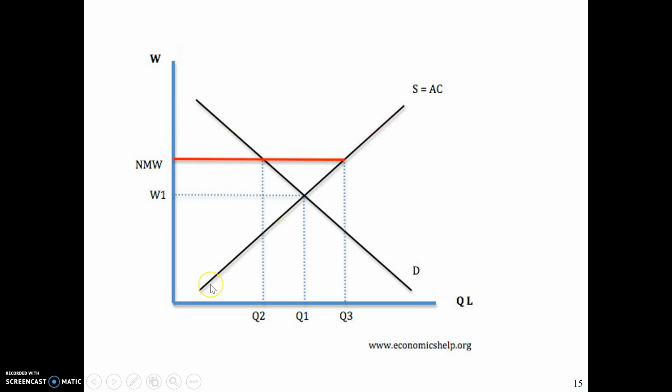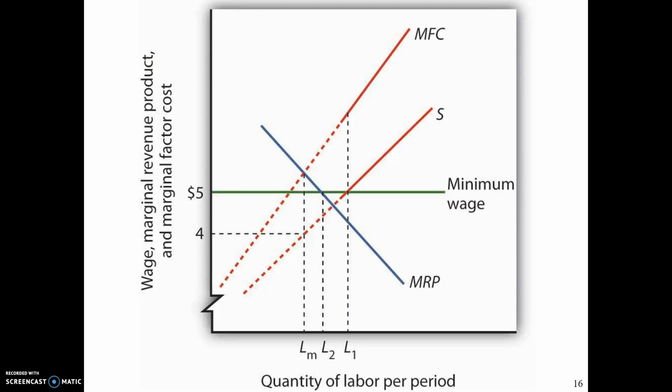The counter argument to that was developed by Alan Krueger some years ago, he's a Princeton economist. Unfortunately, he committed suicide earlier this year, a huge shock for the economics world. But in any case, his theory is that if you actually had a monopsony, the whole relationship between minimum wage and unemployment would be really different, okay?